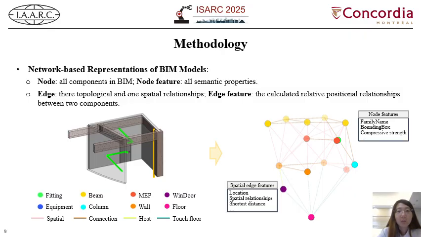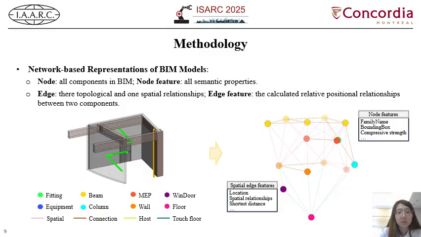Then we convert the components, their attributes, and relationships into a network. Specifically, all components are treated as nodes in the network based on the classification of component categories in IFC. We divide these nodes into different types, such as walls, beams, pipes, and so on, and their semantic properties are converted into the corresponding node features. The topological relationships are represented as edges connecting the corresponding nodes. These edges are further classified into 3 categories based on the 3 different types of topological relationships.